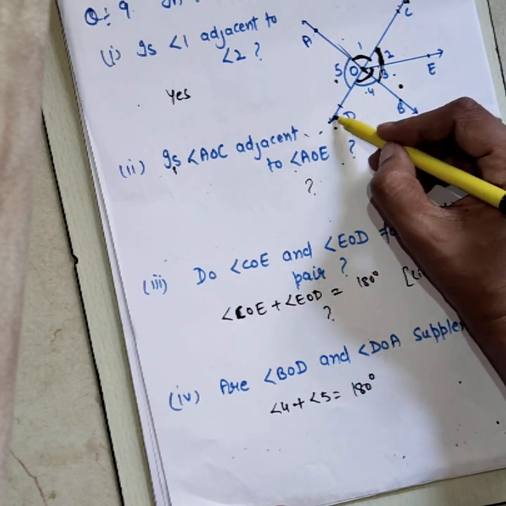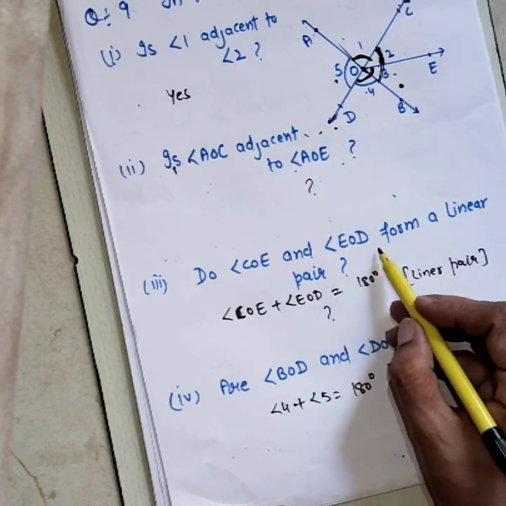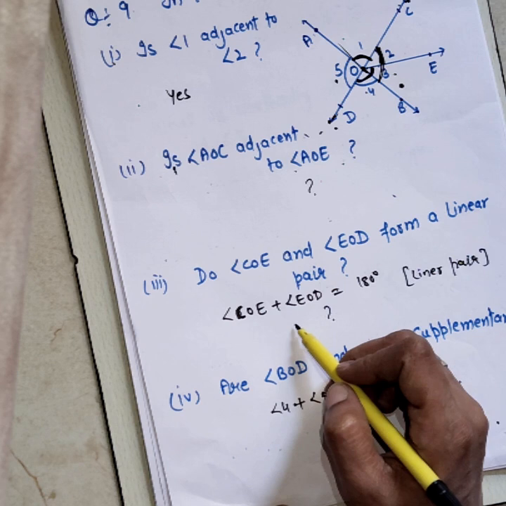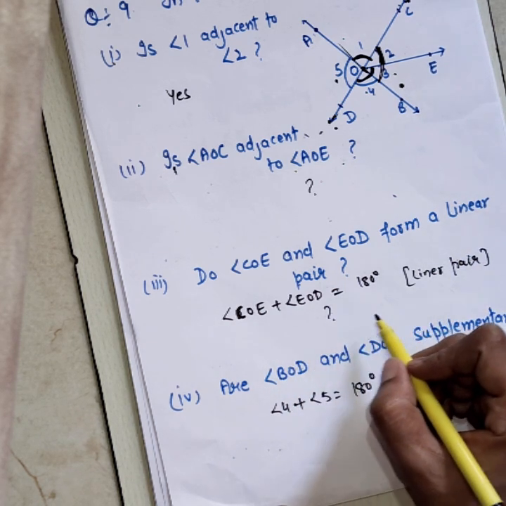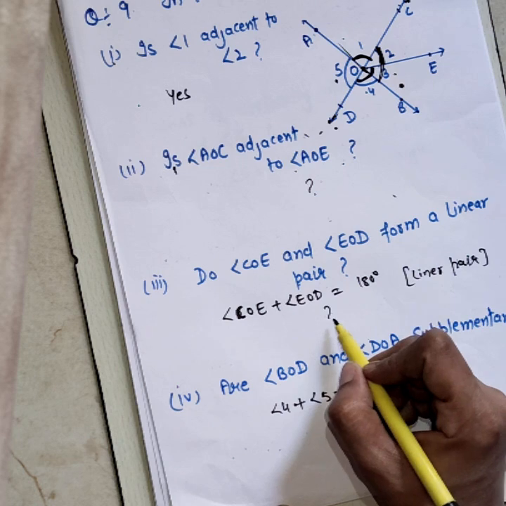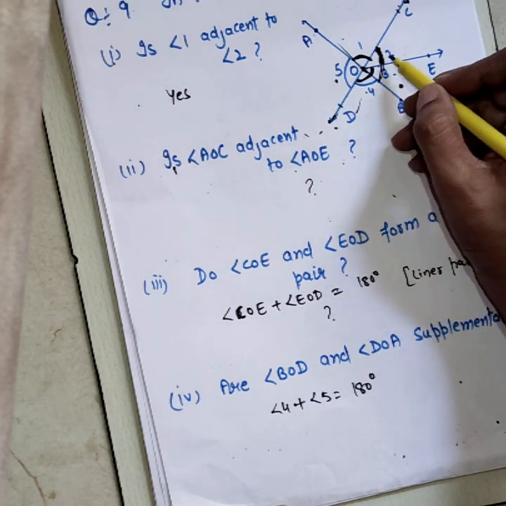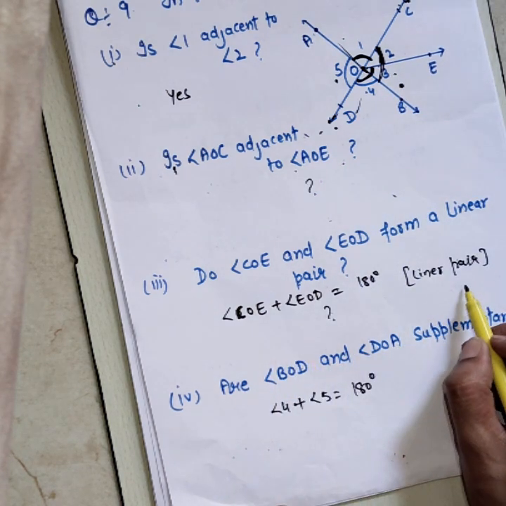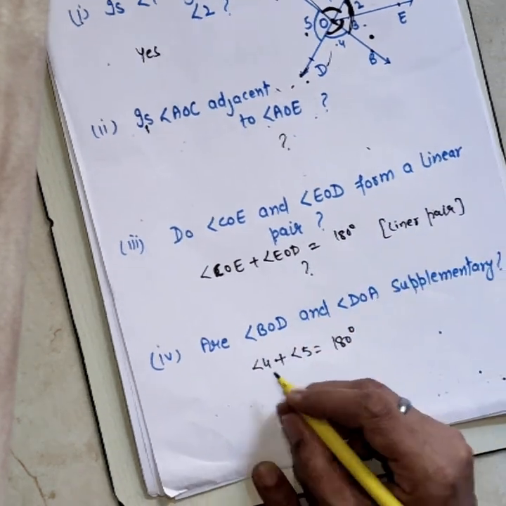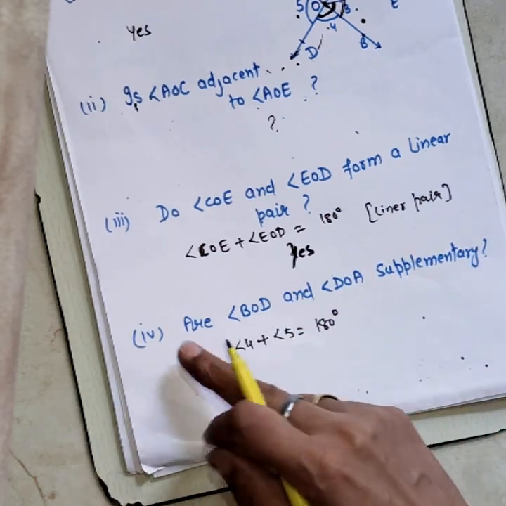COE, angle 2, and complete angle EOD form a linear pair. We know that linear pairs are angle pairs which are supplementary as well as adjacent angles. So these both are adjacent angles and also make supplementary angles. So this one is a linear pair. Yes, this one is a linear pair.